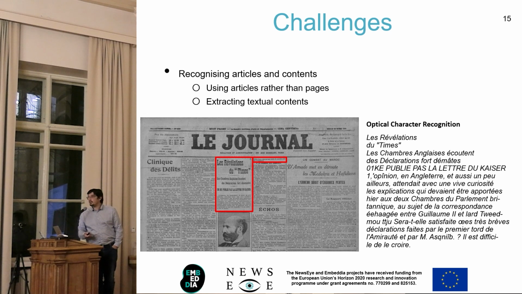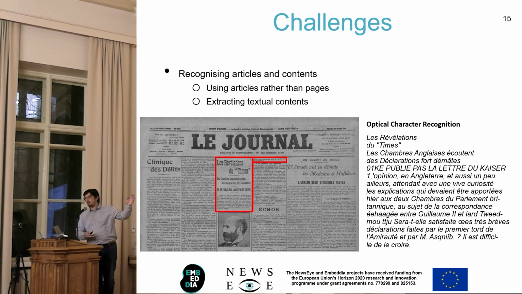But as a human, once more, with our human intelligence, we can read it very well because you know that the sentence is not starting with 01KE. And when you read the next word, as a French speaker, it's obvious that it's "on". We do not speak, we do not publish the letter of the Kaiser. Also here, you know that one apostrophe is more likely L apostrophe. And when you read this, you can actually read this very well.